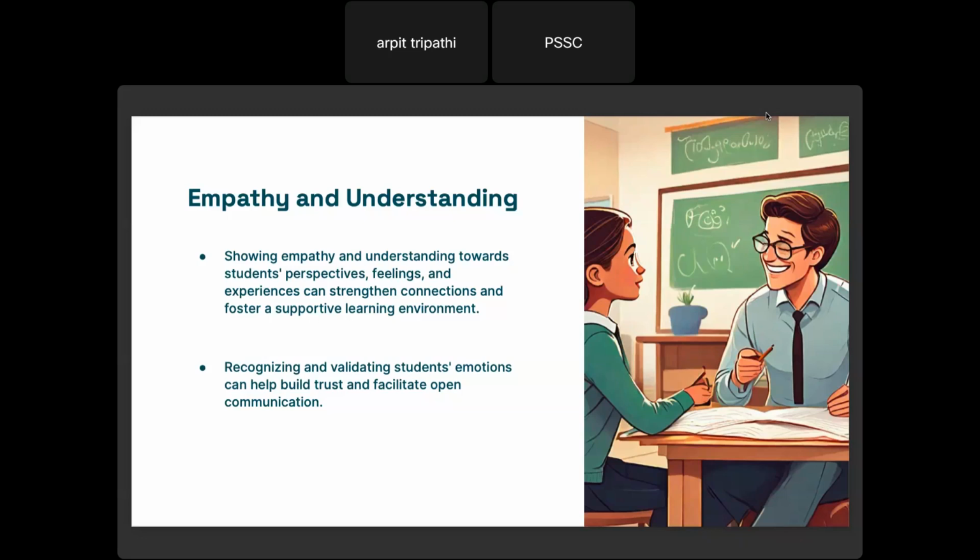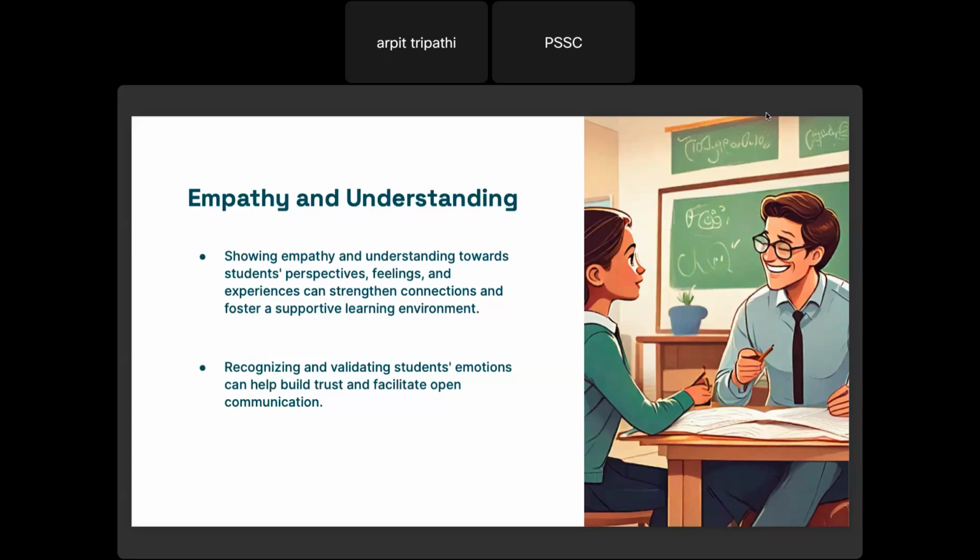Teachers who empathize with students from diverse backgrounds and cultures can create a more inclusive learning environment where all students feel valued, recognizing systemic barriers to learning. Empathetic teachers can help level the playing field and ensure that every student has an equal opportunity to succeed. So this is in summary, if I have to say.